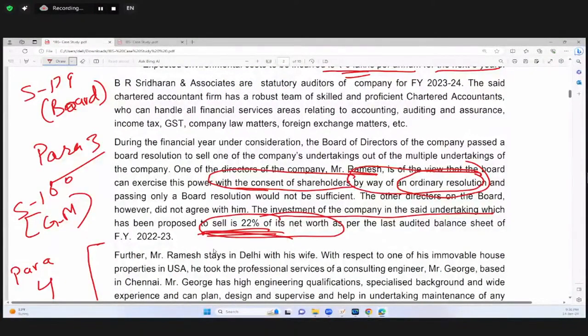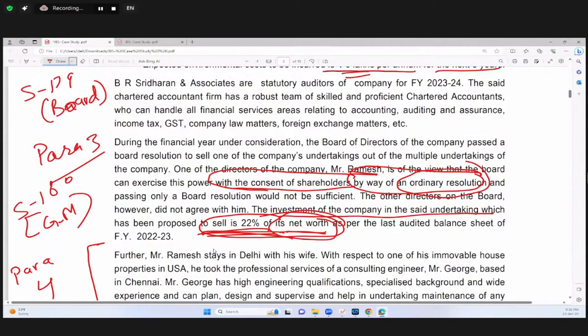So we have seen that under section 180, around 4 powers are there: selling or disposing of an undertaking, investing otherwise than in trust securities, to borrow money, to remit or give time. One more thing, here the question specifies 20% of its net worth, and this net worth we have also read in the intermediate.